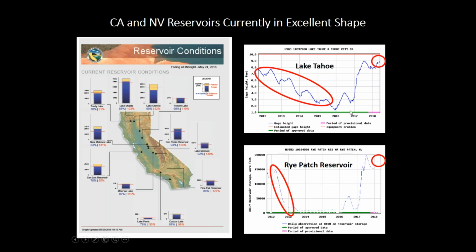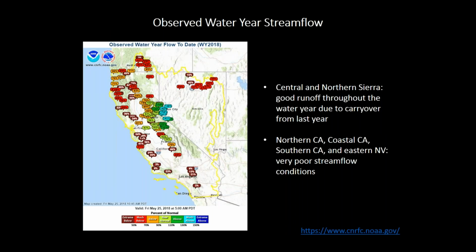But I wanted to point out that in the previous drought in the northern Sierra, Lake Tahoe took 3 to 4 years to kind of get to those low to critical levels due to the very large size of the reservoir. So it took a while to respond to the drought. But Rye Patch Reservoir, on the other hand, had one dry year in 2012 and went from really good shape to nearly empty by 2013. And so a much quicker response time to drought in those smaller reservoirs. And so that's something to keep an eye on, especially considering the stream flow, which I want to talk about next.